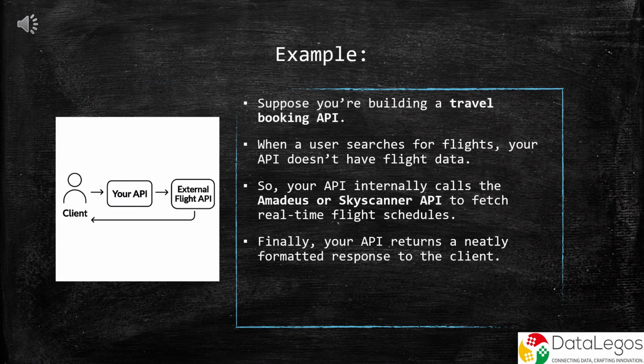A great example of this is building a travel booking API. When a user searches for flights, your API doesn't have that flight data. So, your API internally calls a third-party service like the Amadeus or Skyscanner API to get real-time flight schedules. Your API then takes that information and sends a neatly formatted response back to the client.